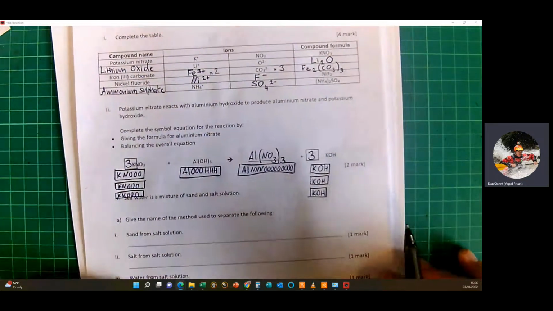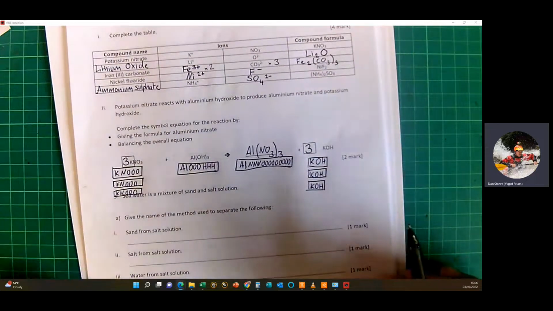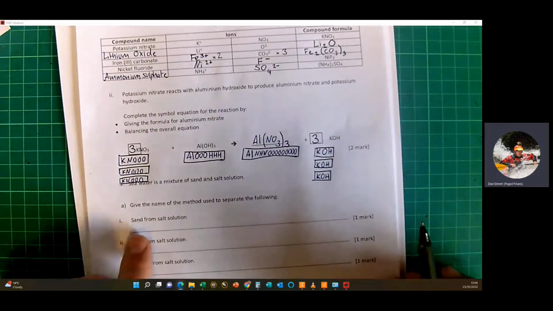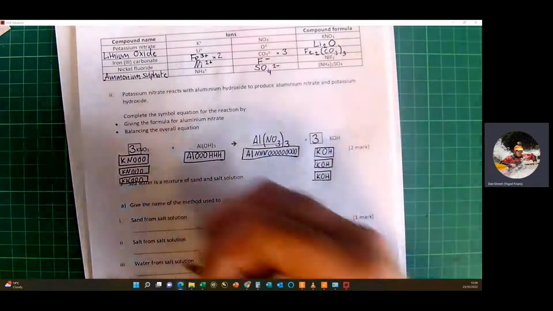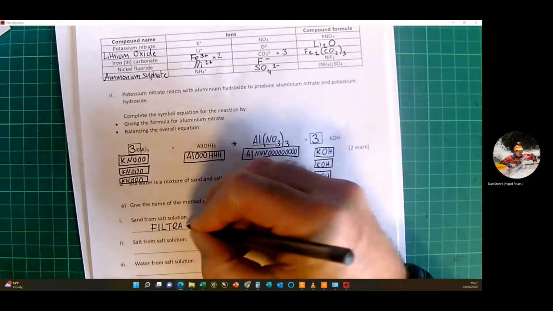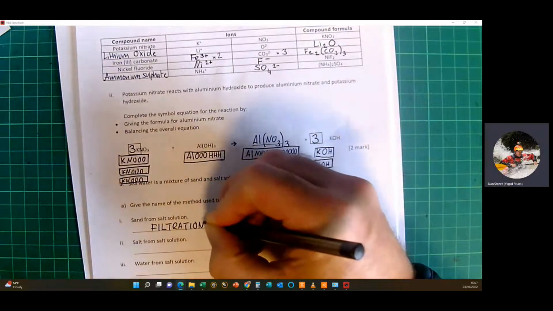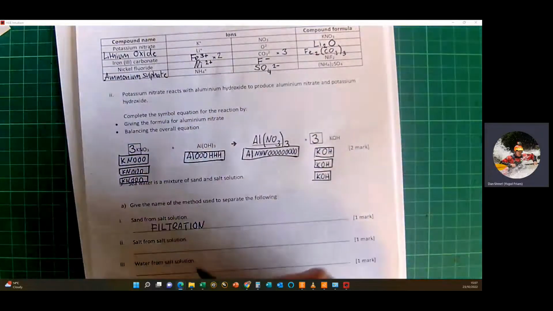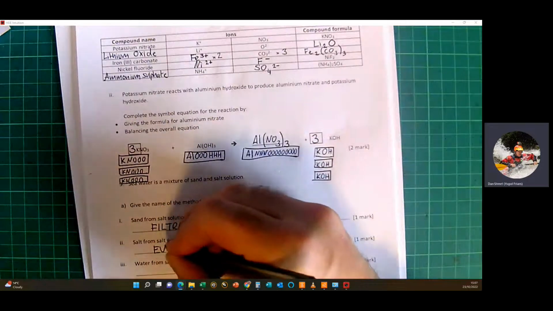Okay, so moving on to the next question. Give the name of the method used to separate the following: sand from a salt solution. And the majority of people got this correct with filtration. If we want the salt from a salt solution, then we can use the evaporation method.